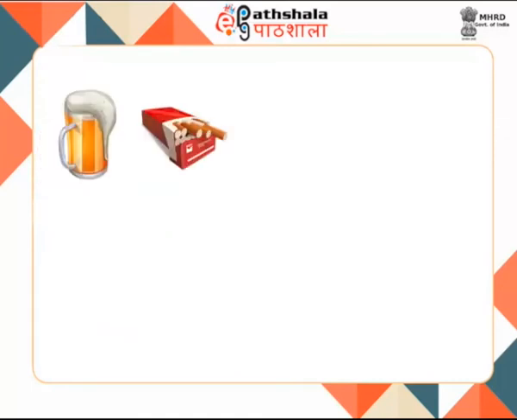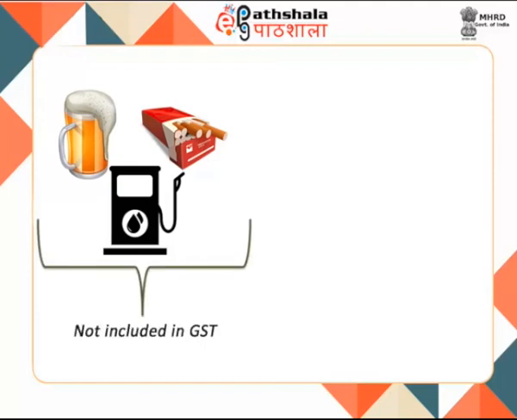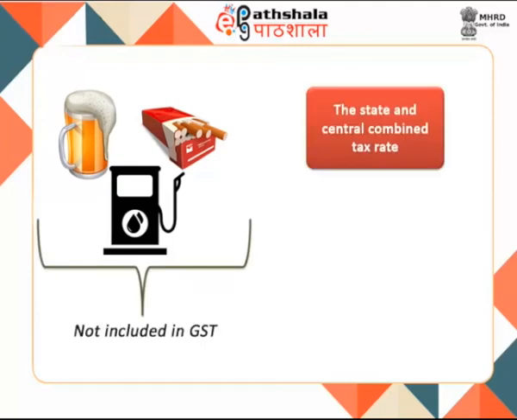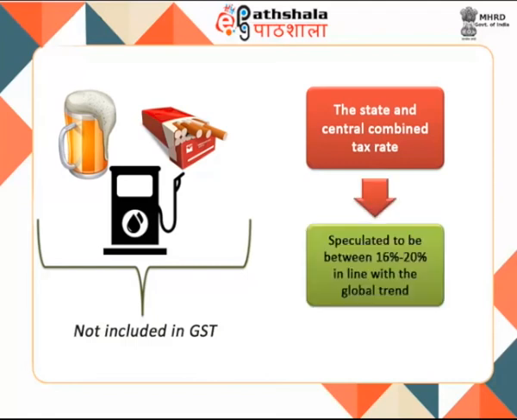Alcohol, tobacco, petroleum products are likely to be out of the GST regime. The state and central combined tax rate is speculated to be between 16% to 20% in line with the global trend, though modalities for its implementation are still being worked.